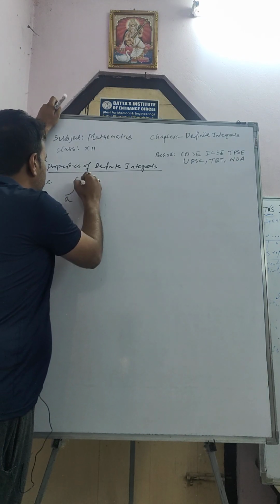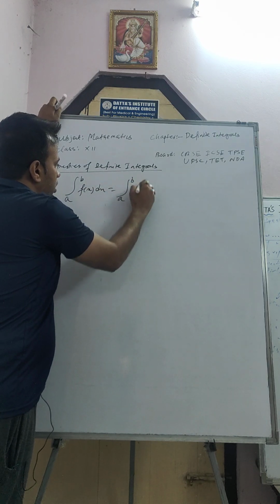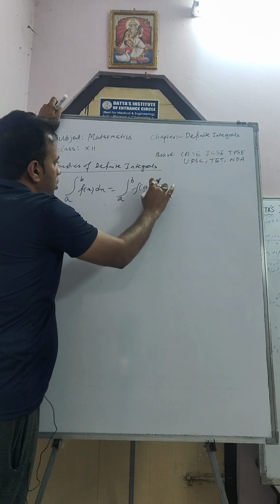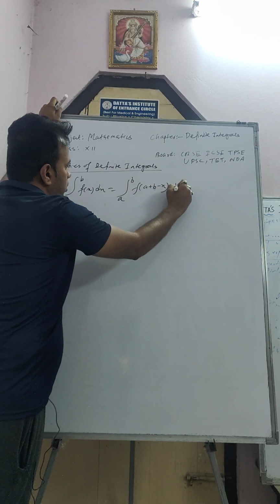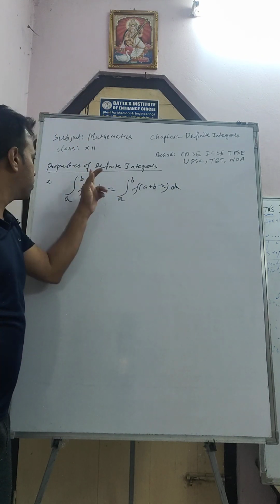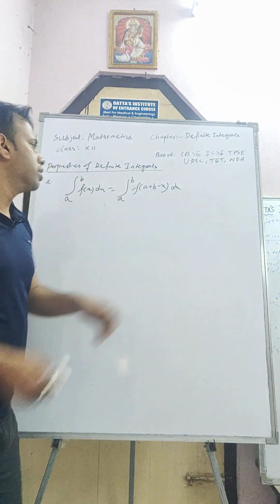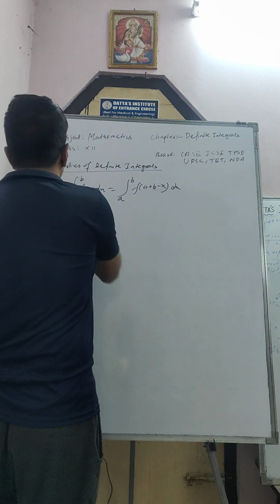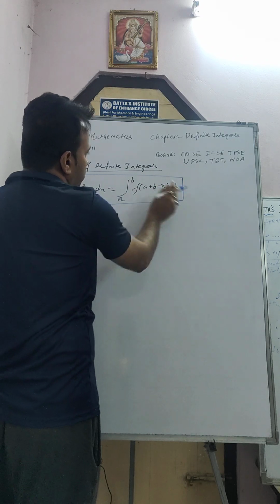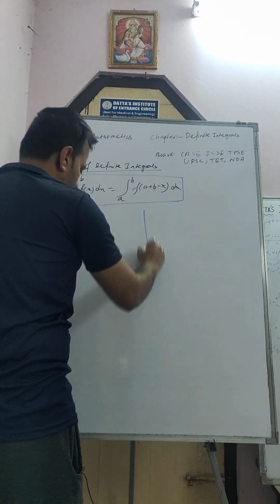The integral from a to b of f(x) dx is equal to the integral from a to b of f(a plus b minus x) dx. If there is an integration limit from a to b of f(x) dx, then we can write it as the integral from a to b of f(a plus b minus x) dx. This is the second property of definite integral. By using this property we will do some problems from this chapter.